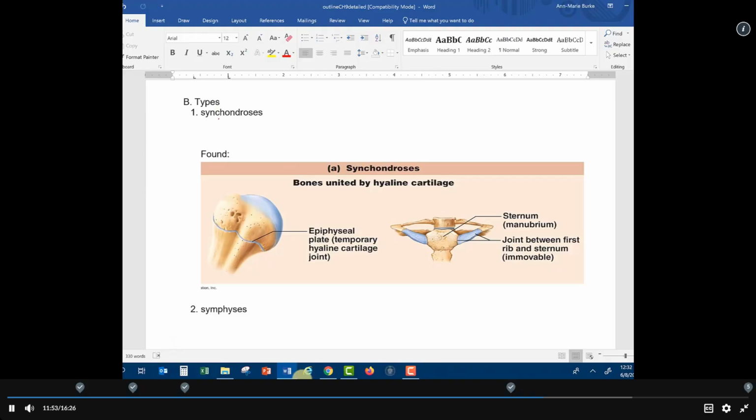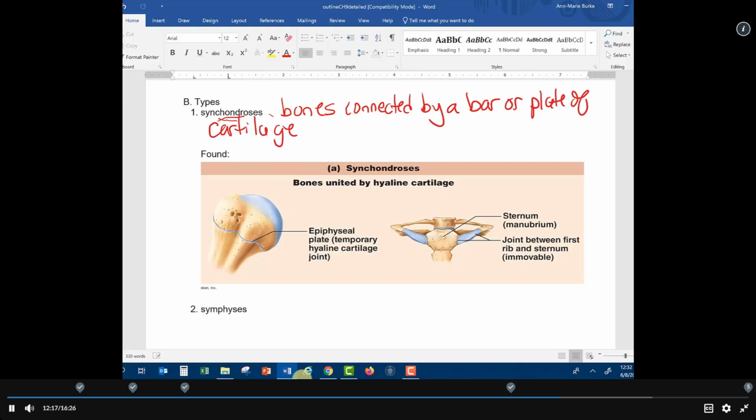So here you can see chondro. Remember, that refers to cartilage, so that's a big clue for you. In a synchondrosis, the bones are connected by a bar or a plate of cartilage, and this is hyaline cartilage, I should say. That's kind of important. These joints are synarthrotic, so remember that means they're immovable.